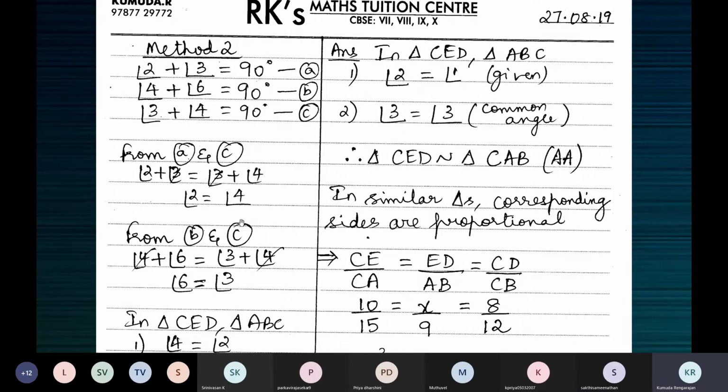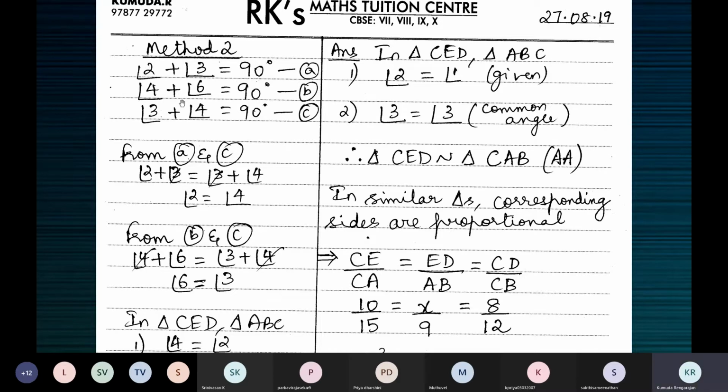Comparing A and C, you get a new result. Comparing B and C. Now how do you know which two to compare? We wrote this result which is common to both the triangles, 3 plus 4 is 90. 3 was of one triangle, 4 was of the other triangle. So compare A with C and B with C. You cannot compare A and B because 2 plus 3 is 90 and 4 plus 6 is 90; equating these two, 2 plus 3 is equal to 4 plus 6, will give you no new result.